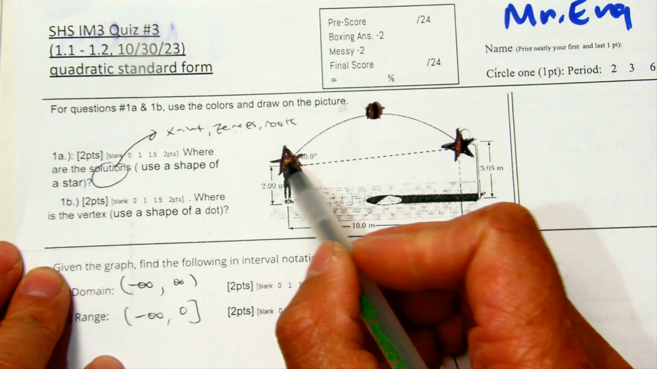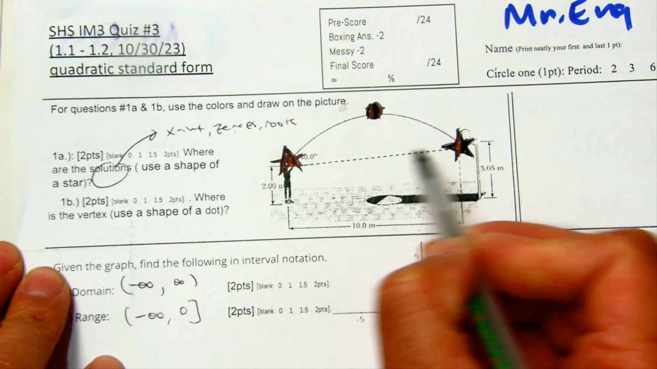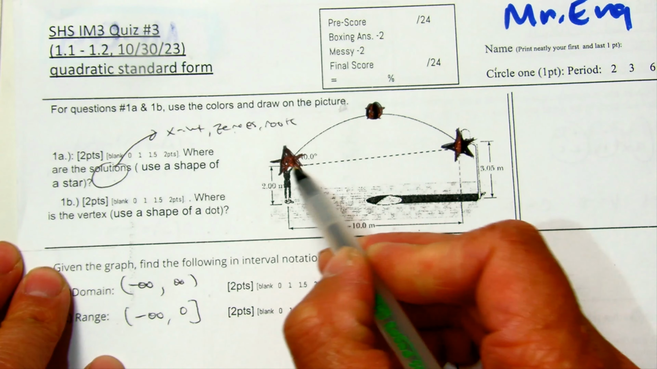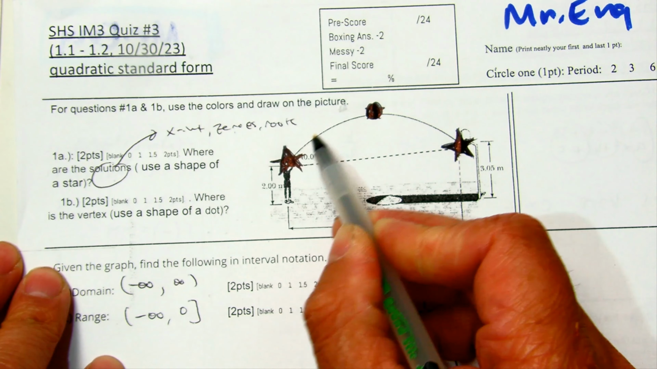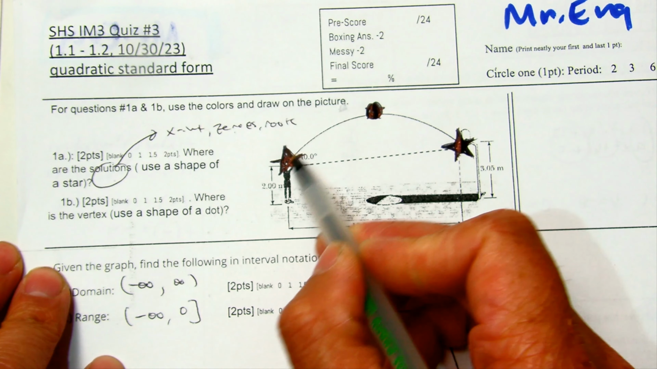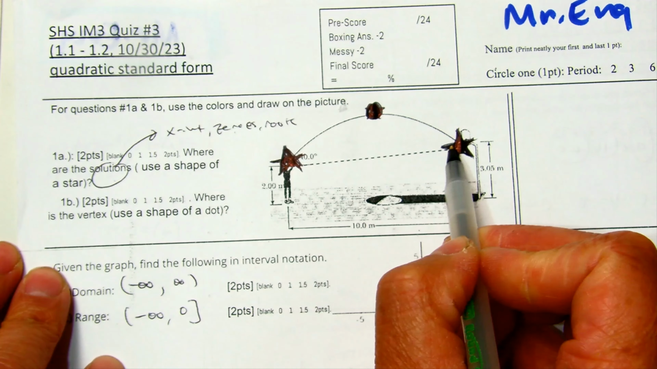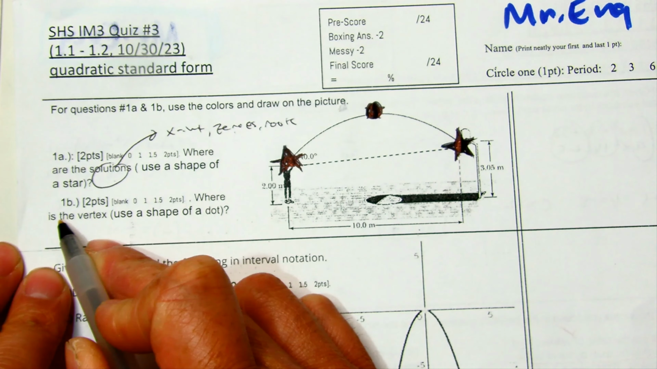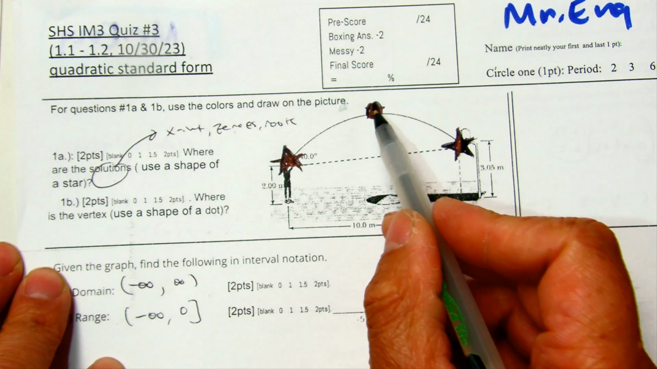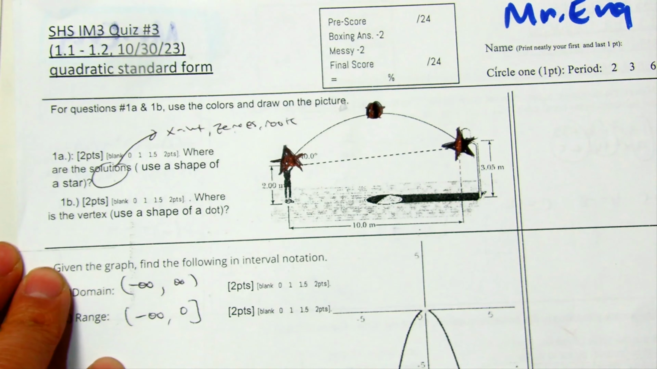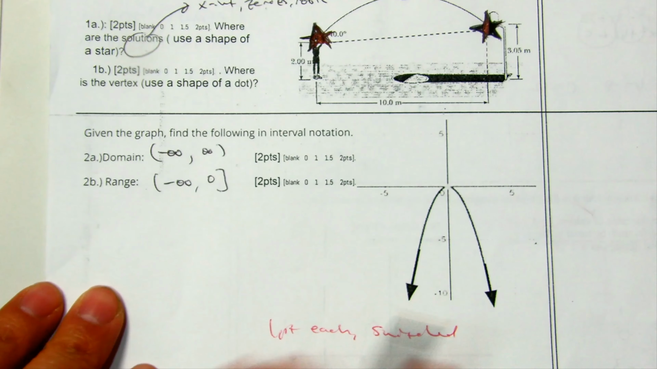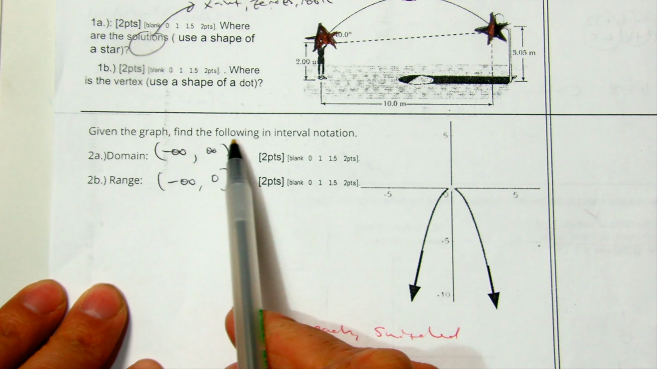So I have a guy shooting a basketball here. Hopefully you recognize that this was the x-axis, and then where you start and where you end is where it crosses. Those are our solutions. Those are my stars. And then 1B, where's the vertex? In this case, use a dot. That is at the highest point. That is the maximum.